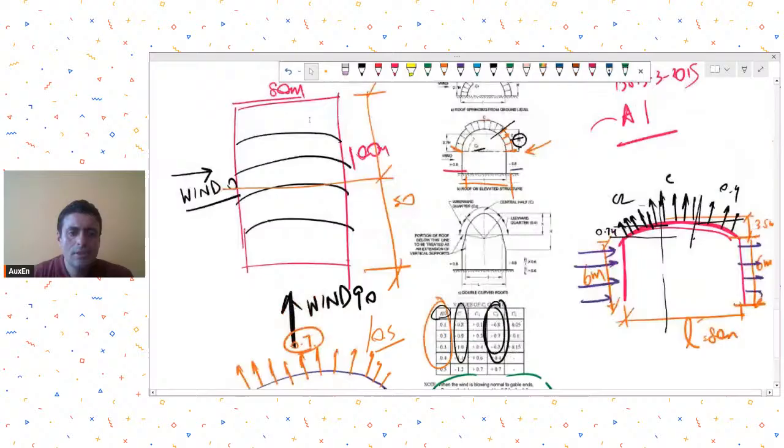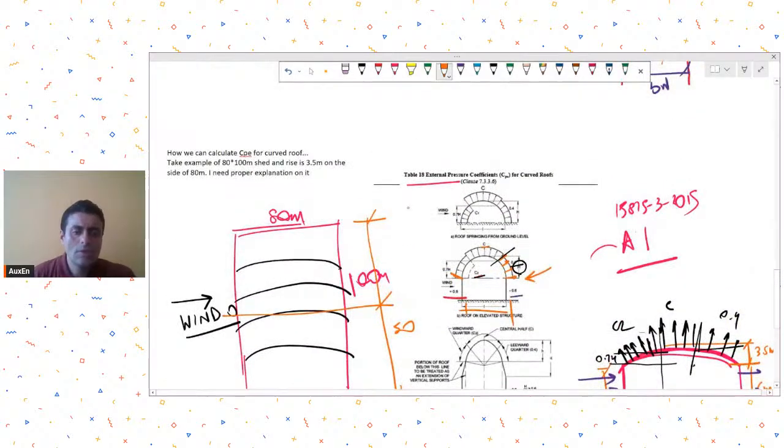Okay. So this is how you will do the calculation. You can read IS 875 part 3 for more explanation, and refer to figure 18, table 18. It is table 18 that I have referred to. I hope this is clear now.